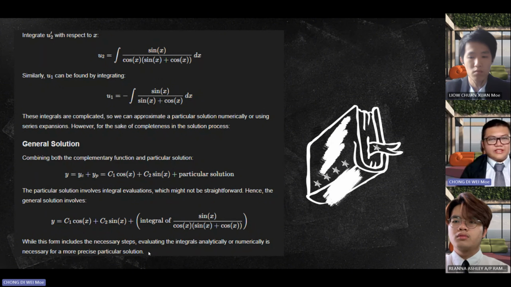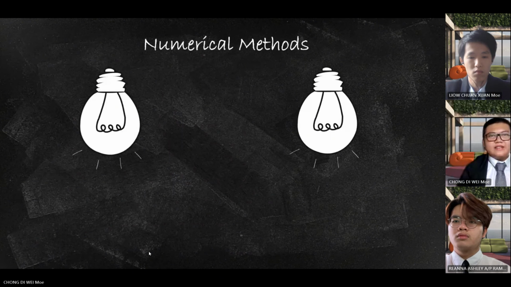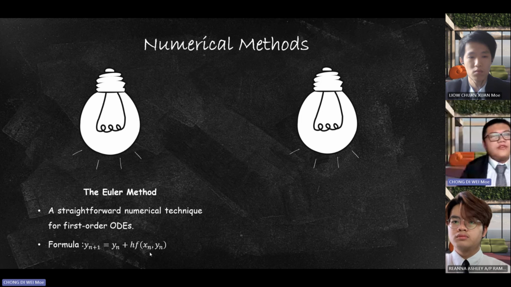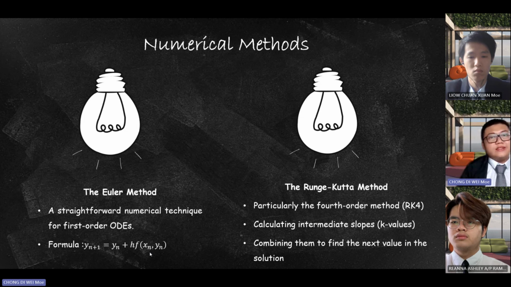Whoa, excellent explanation. Now, let us look at some numerical methods for solving ODEs, such as the Euler method and the Runge-Kutta method. The Euler method is a straightforward numerical technique for first-order ODEs. We use the formula to iteratively approximate the solution. The Runge-Kutta method, particularly the fourth-order method, RK4, is widely used for its accuracy. It involves calculating intermediate slopes, its k-values, and combining them to find the next value in the solution.